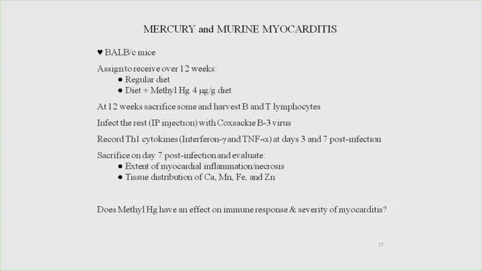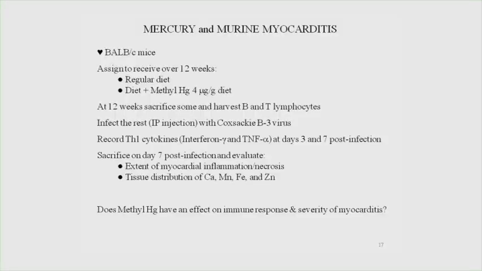You're going to assign these mice to receive, over 12 weeks, standard mouse chow or mouse chow with methylmercury. At 12 weeks, you're going to sacrifice some of the animals and harvest B cells and T lymphocytes from their spleen and study them. You're going to infect the rest with an intraperitoneal injection of the belly with Coxsackie B3. Coxsackie B3 typically causes a non-lethal transient viral myocarditis in animals and in humans.